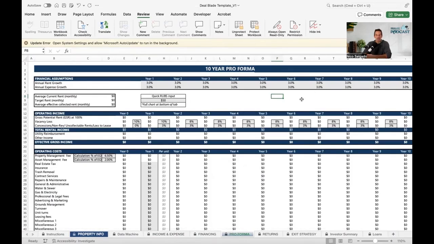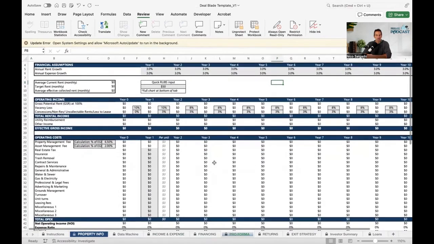So we just model out a 10-year pro forma maximum, and you're going to adjust your sale based on when we get to the exit strategy tab, which we're not there yet. So right now we're building out our pro forma.